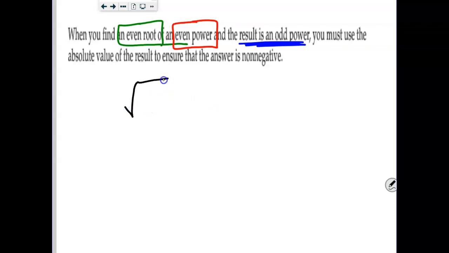So let's create an example that kind of follows these parameters. If I have an even root, so let's say I have a square root. You don't have to put the 2 in the index, but I like to put the 2 there. And I apply that to an even power, so I'll say like x to the 6th.